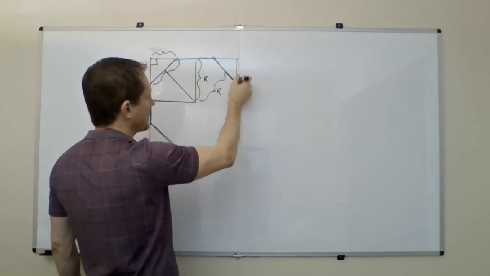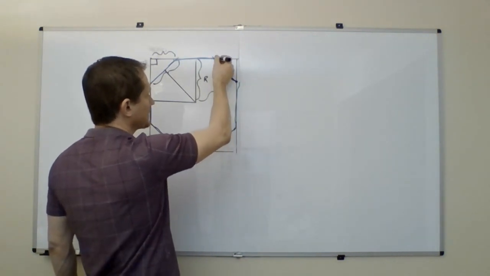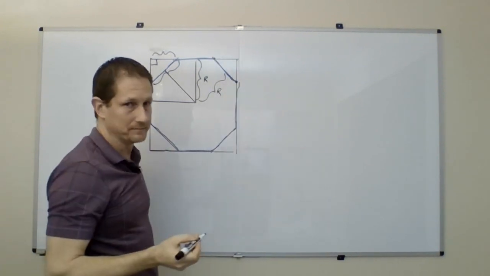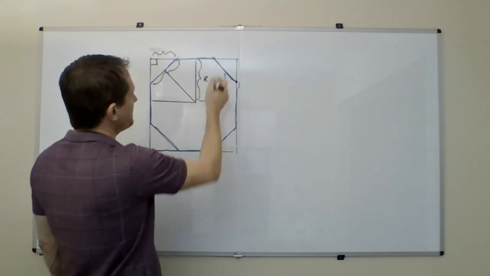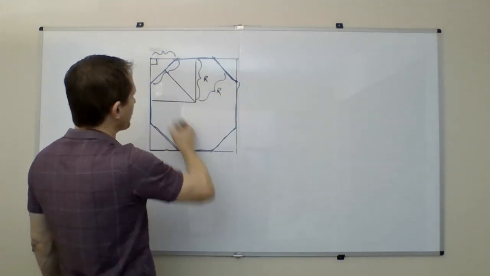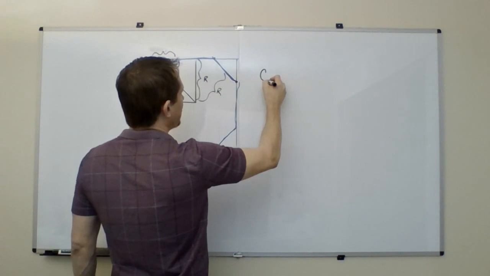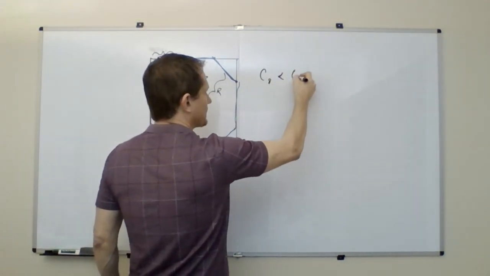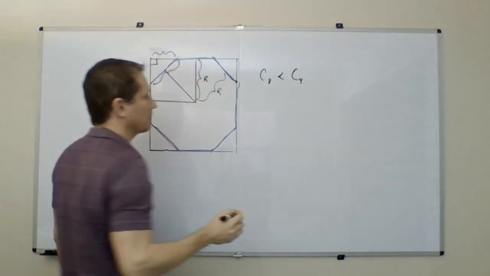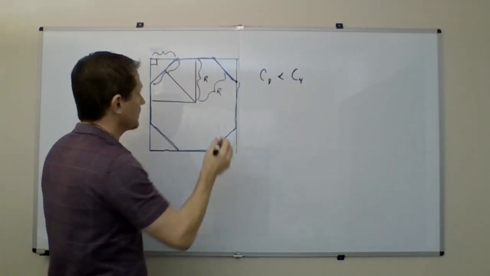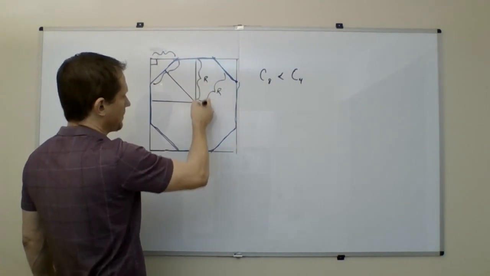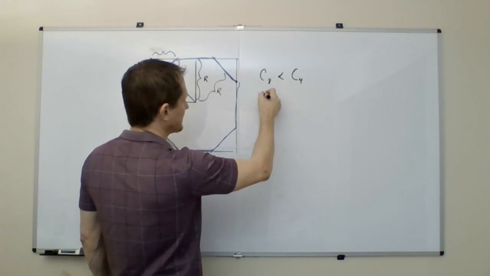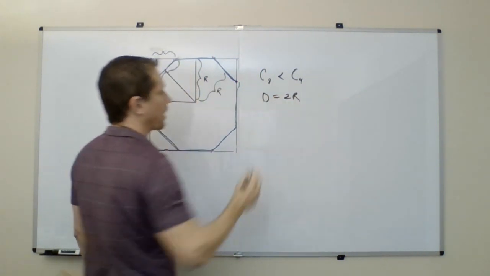So if you're going from here to here, the shortest distance is going to be from there to there directly, not taking this detour like that. So what that means is that the circumference of the octagon, I'll call that 8 for 8-sided, is less than the circumference of the square, which is the 4-sided version. But the diameter, which is from here to here, is still 2r. So the diameter remains exactly the same as it was before.